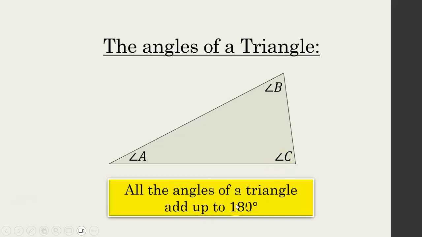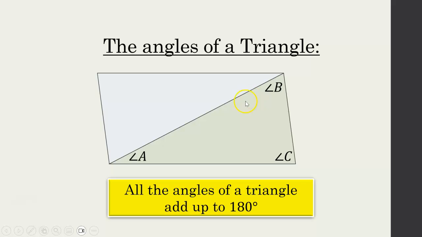Now, all the angles of a triangle add up to 180 degrees. And this is at the core of what a triangle actually is. This is one of the fundamental things you have to remember about triangles: that if I add A plus B plus C, they add up to 180 degrees. Now, you might be asking, why?